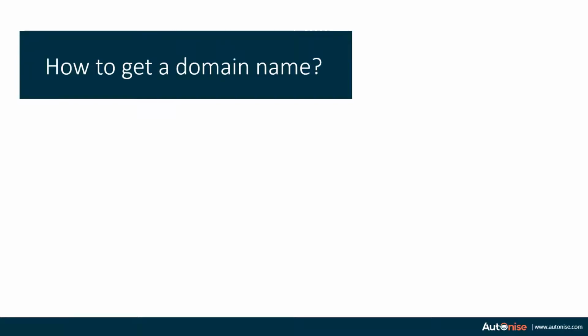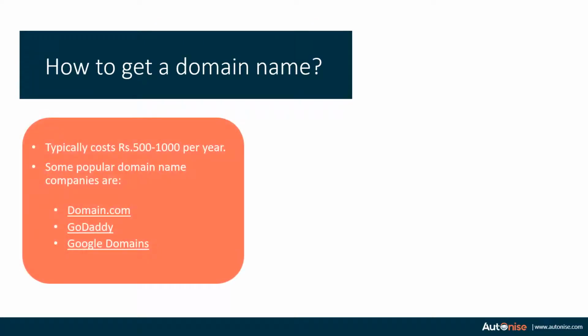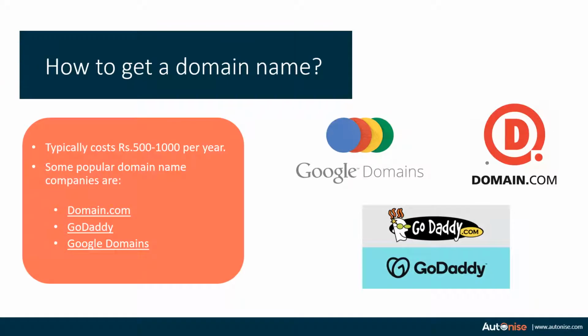So the second question comes to our mind, how to get our own domain name and where do we get this from? To get a domain name, you have to lease it out and the typical cost of it is from rupees 500 to 1000. Some very popular domain name companies are domainname.com, GoDaddy, and Google Domains. These companies provide you with the domain name if you pay them some amount. Depending upon the type of domain you want to get, the cost may vary. So these are some of the popular domain name companies.